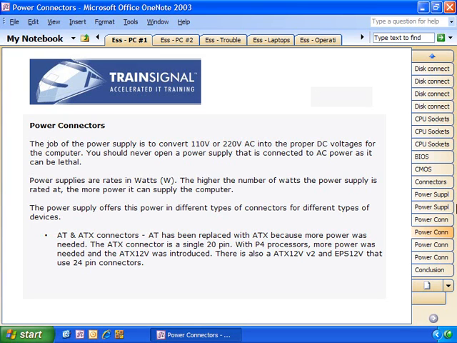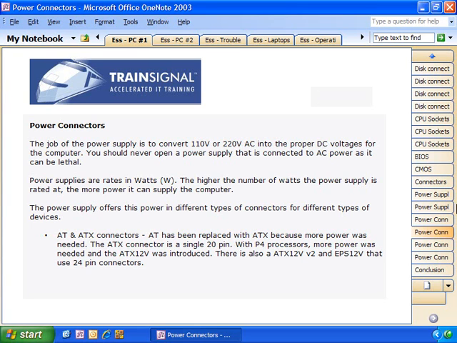All right, the job of the power supply is to convert 110 volt or 220 volt AC power into the proper DC voltages for the computer. You should never open a power supply that's connected to AC power, as it can be lethal. Yes, as in kill you by electrocution. So never open a power supply that's connected to AC power. And with the cost of power supplies today being so low, I would recommend never even opening a power supply. If it doesn't work, get rid of it, recycle it, and buy a new one.